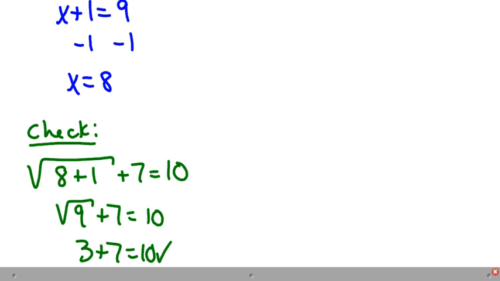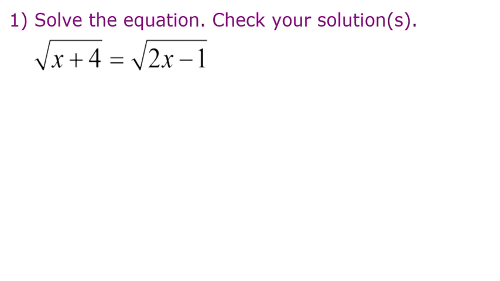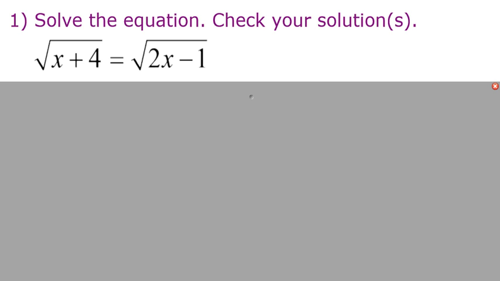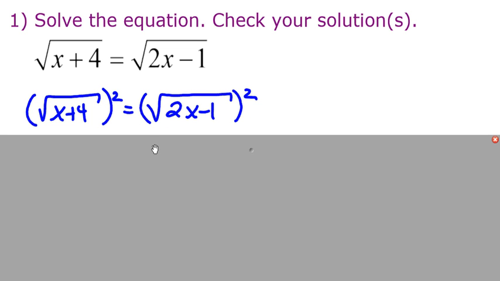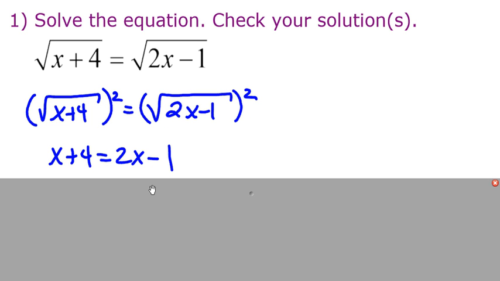Let's take a look at another example. Here we have the square root of x plus 4 equaling the square root of 2x minus 1. Here we have a radical, a square root, on each side of the equation. And again, we need to undo that. Just like we've done in the past, we know a radical like this is to the 1/2 power, and we need to undo that. So in order to undo something to the 1/2 power, like we said before, we square it, because 1/2 times 2 is 1. Therefore, we have an equation x plus 4 equals 2x minus 1.